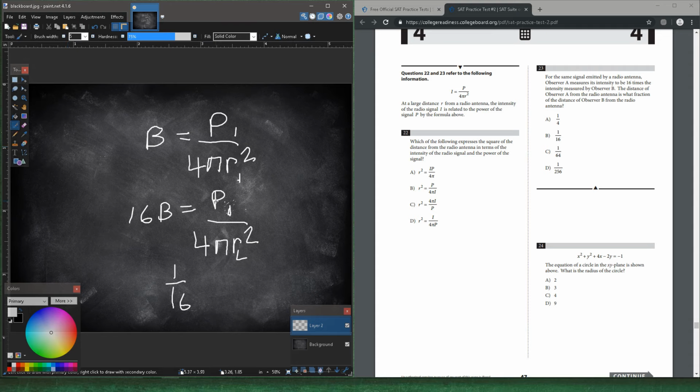So B divided by A is 1 over 16, which is R2 squared divided by R1 squared. And then you square root it, so it's 1/4. So that equals R1 over R2, which is the ratio of the distances. So the answer is A.